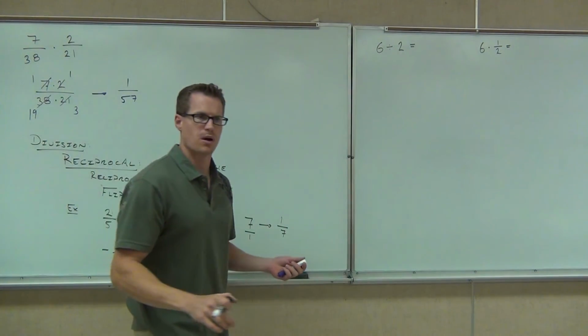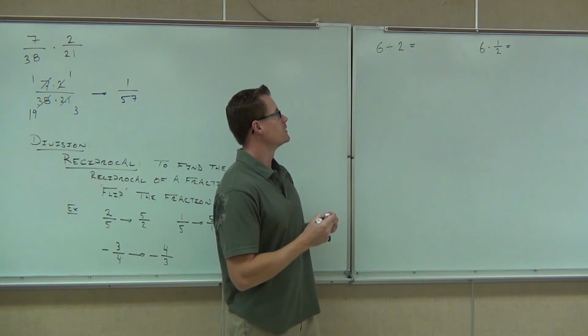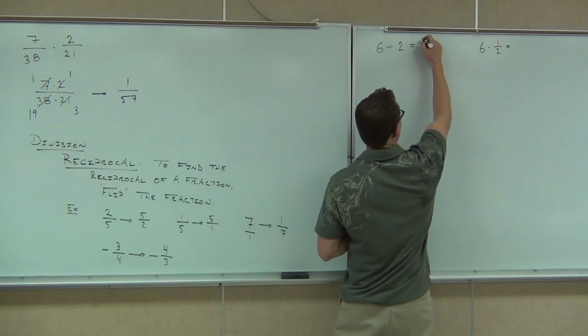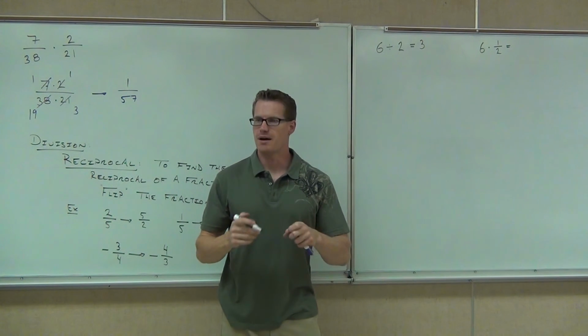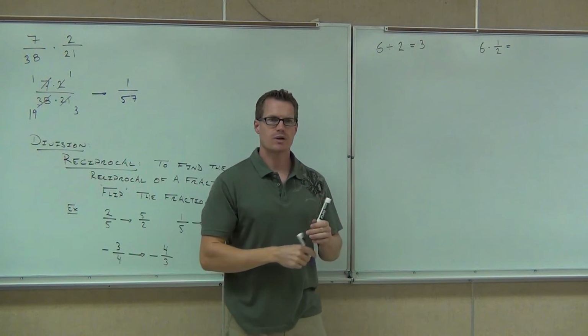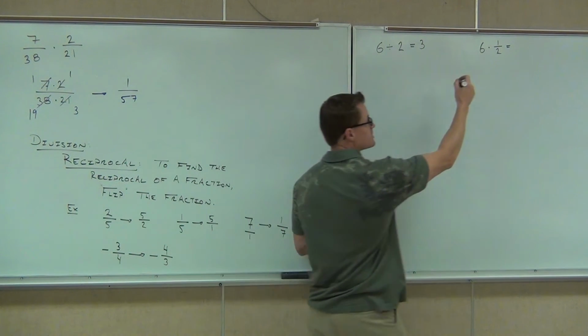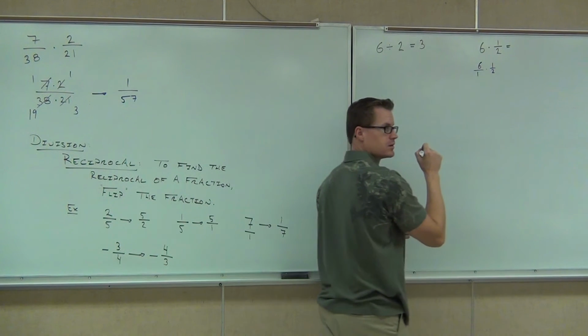I want you to look at those two problems. They're very basic problems. We can probably do these in our head. Can you tell me what 6 divided by 2 is? Okay. Now, what's 6 times 1/2? I'll do this below. 6 as a fraction is how much? Over 1. So this is the same thing as 6 over 1 times 1 over 2, right?